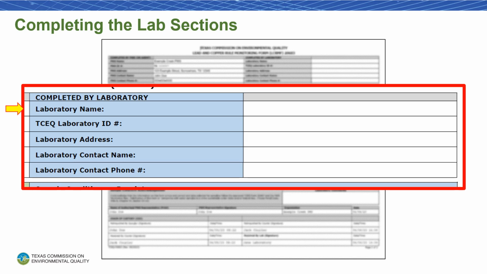Start by filling in the name of your lab. Next, fill in your lab's TCEQ lab ID number. Your lab ID number starts with a T and is followed by the first 9 digits of your NELAB certificate number.